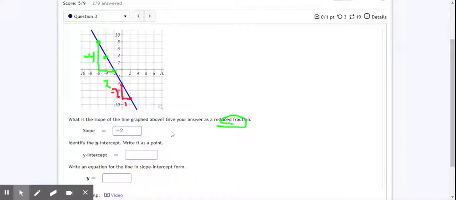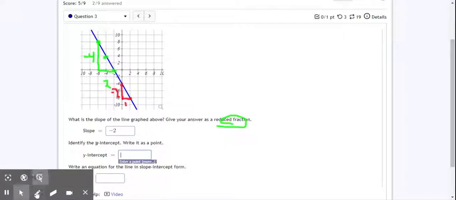Cool. Now the y-intercept is here at -4. Now notice this, look very carefully, this says write it as a point. When it says write it as a point, that means parentheses 0, comma, -4, and close your parentheses, because that's the full address of that point right there. Parentheses 0, comma, wherever it crosses.